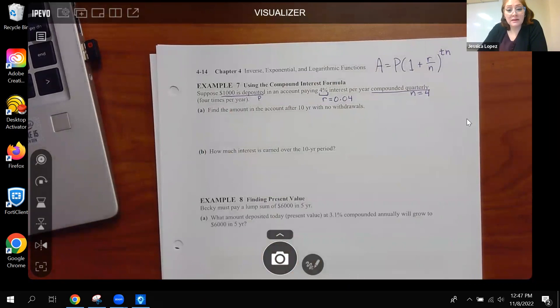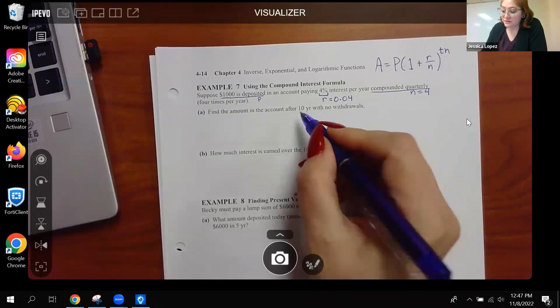So that we don't make anything more complicated, the first question says, find the amount in the account after 10 years with no withdrawals. There's a reason they say with no withdrawals, because if you were withdrawing money, it makes the situation way more complicated. And every now and then someone will ask, but what if I took out money? Then it wouldn't be what's in the account. That's why they mention no withdrawals. We get people who try to see things from different perspectives, and we just want to narrow your focus.